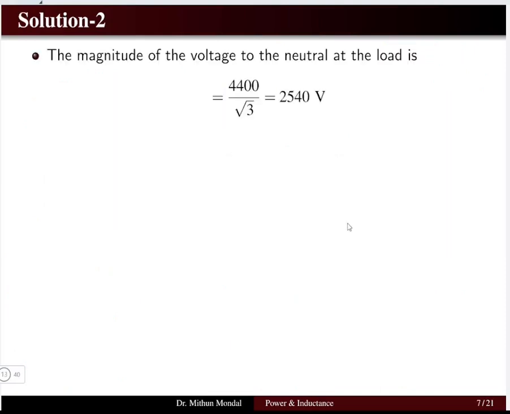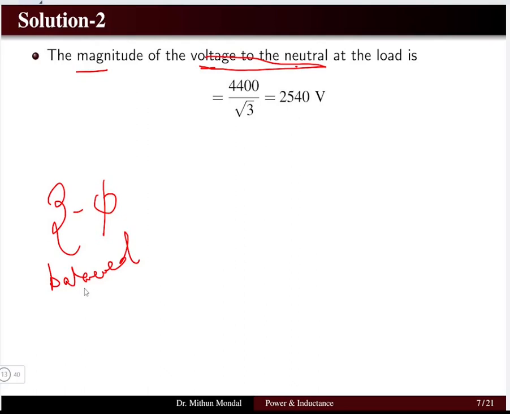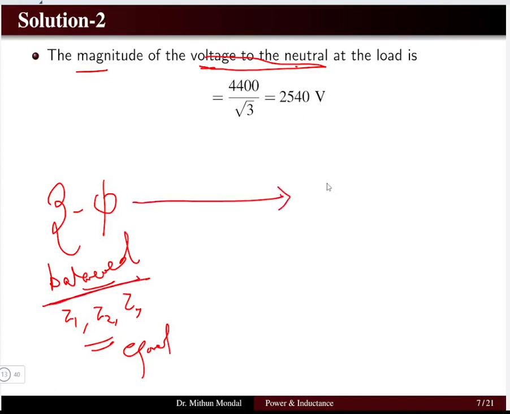So let us see the solution. The magnitude of the voltage to the neutral: now see, we are calculating the voltage to the neutral. Whenever you have a balanced three-phase system, balanced means that the impedances Z1, Z2 and Z3, which are the net impedance of the line, are equal, then the system is known as a balanced system. This system is solved in single phase and then the result is transformed to three phase.